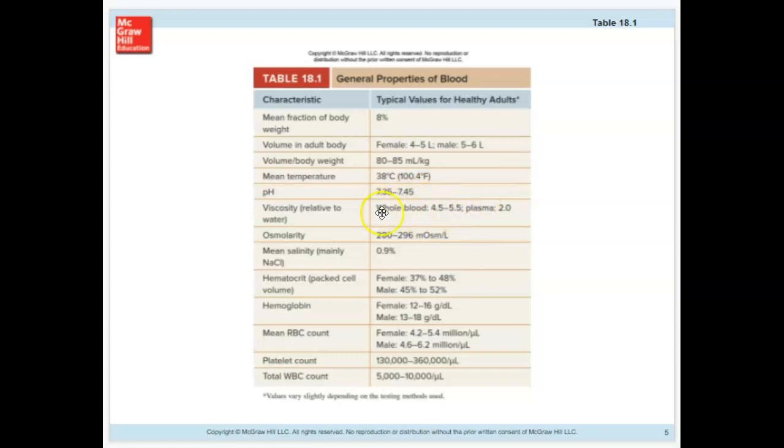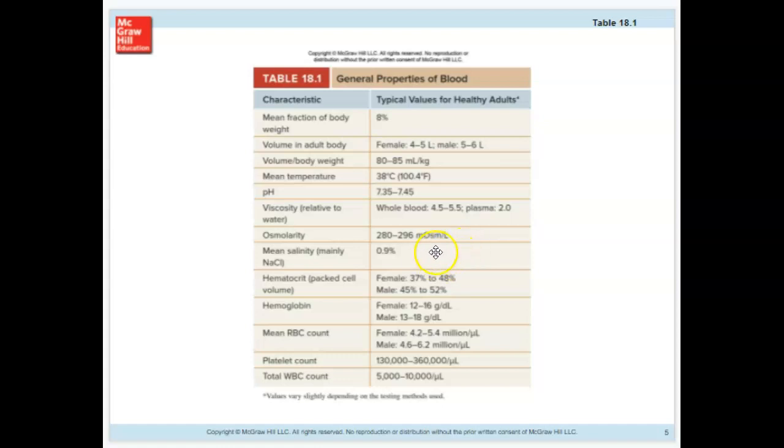Remember the viscosity, we're going to have more viscosity than water, and the whole blood is going to be 4 to 5 times more viscous than water. And plasma, which is the blood without cells, without the formed elements, is 2 times more viscous than water. Another important value is going to be the osmolarity. And this is about the oncotic pressure. And we have around 280 to 296 milliosmoles per liter.